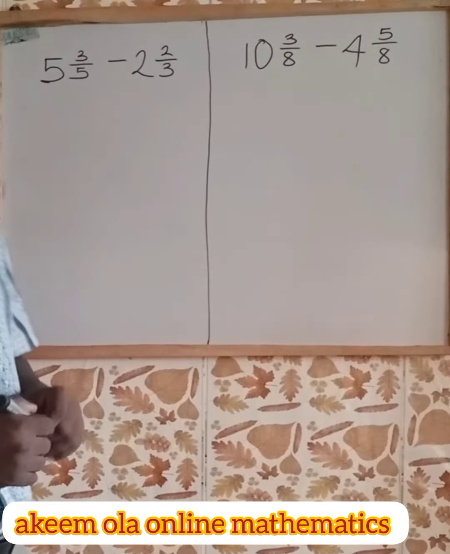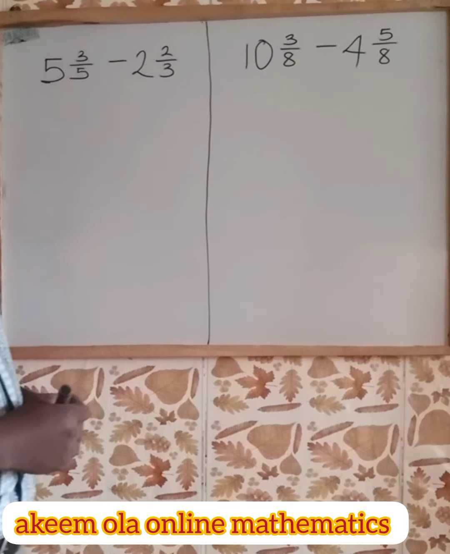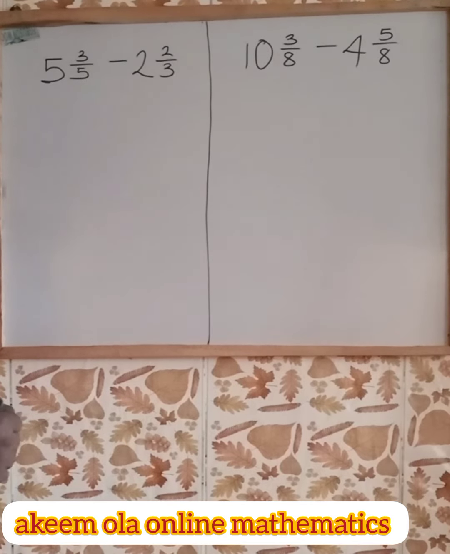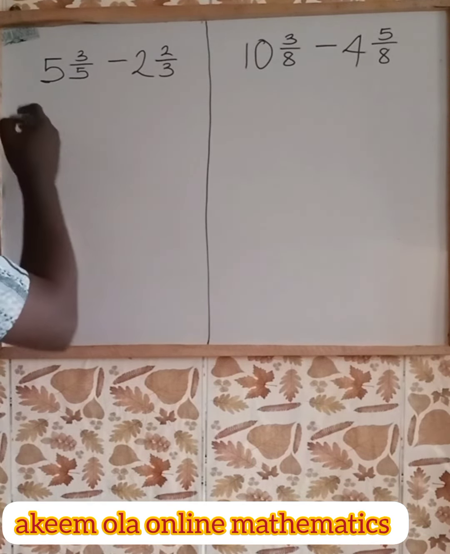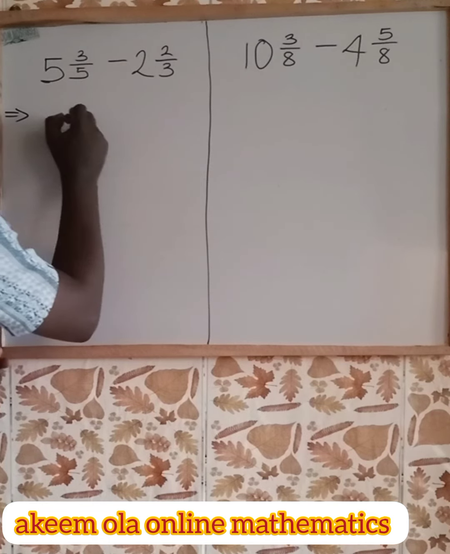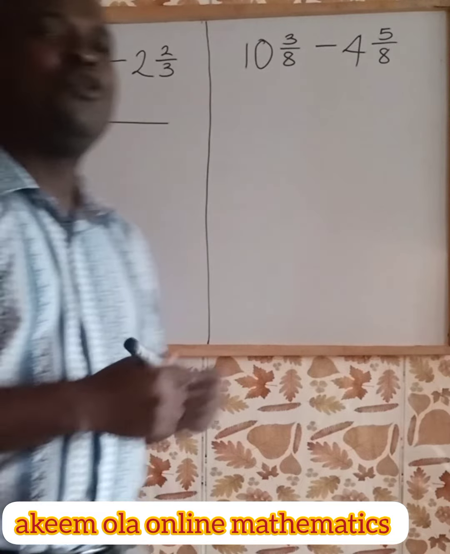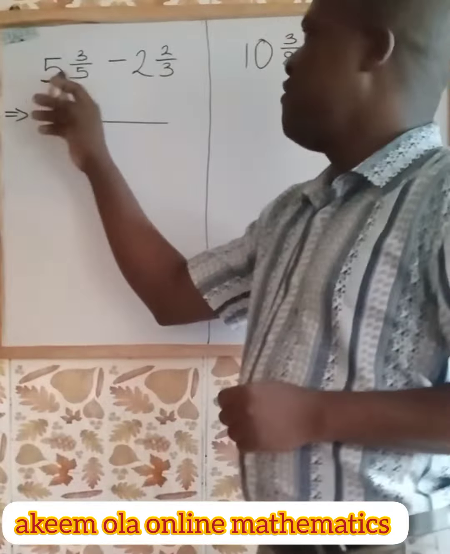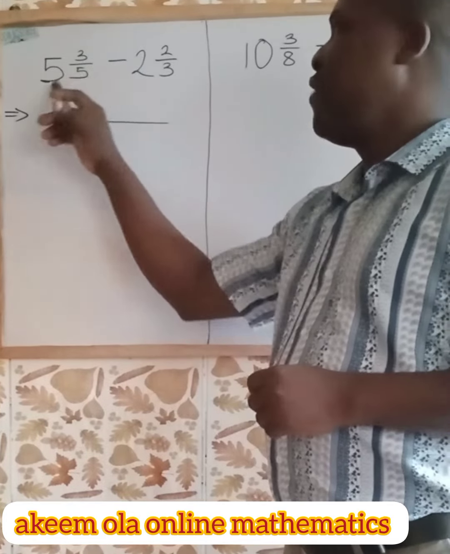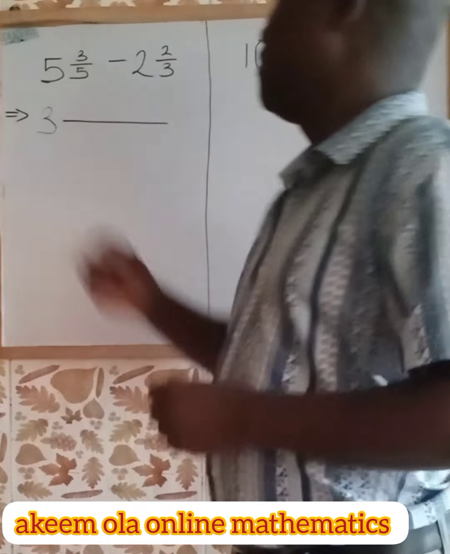We have this question here: 5 whole number 3 all over 5 minus 2 whole number 2 all over 3. How can we solve this question? Of course, the first thing we are going to do is to rule a line. Then we can now subtract the whole numbers, as in the 5 and the 2. 5 minus 2 will give us 3. So we have 3 here.